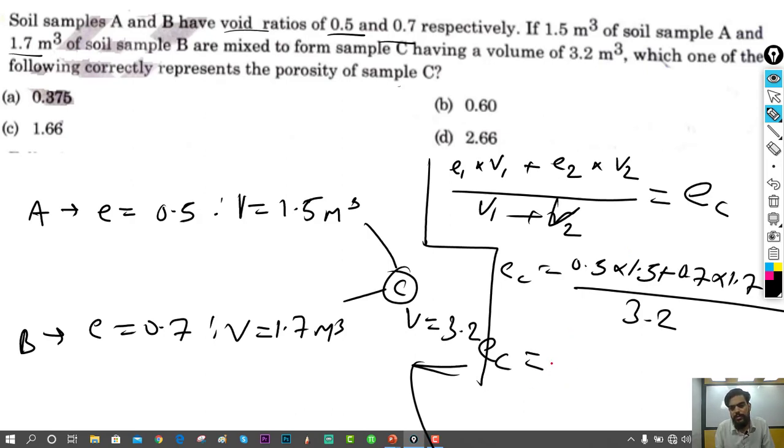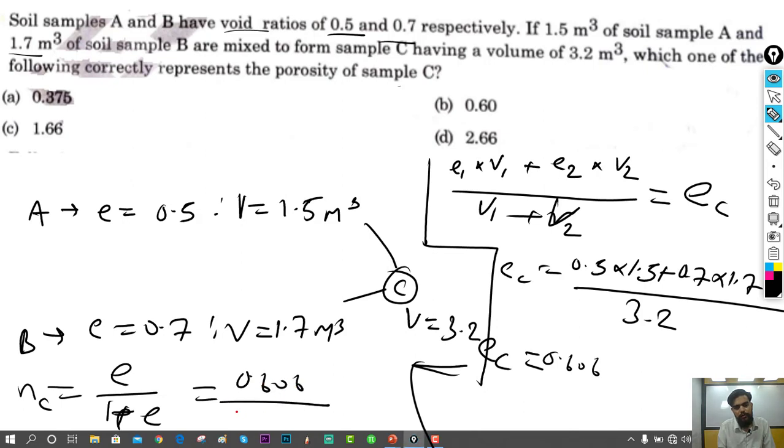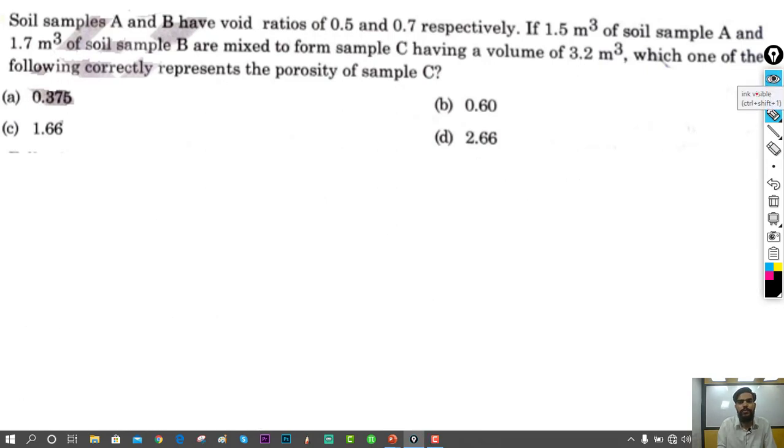Okay, the void ratio of soil C is 0.606. Guys, if you know the relationship between porosity and void ratio, it is n equals e upon 1 plus e. So e is 0.606, divided by 1.606. So our value of n for C is 0.606 divided by 1.606, so it is 37%. So our correct option is option A. Okay guys, for this question our correct option is option A.